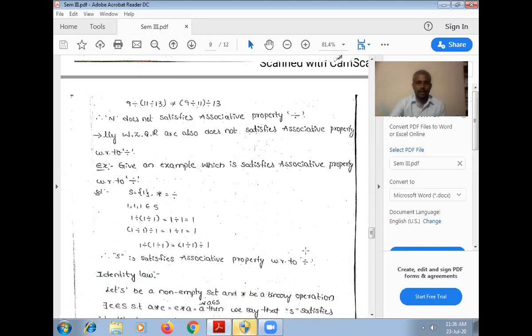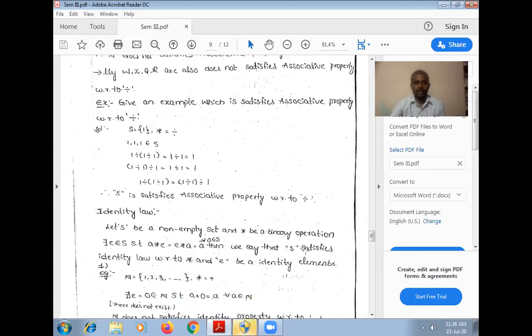I am taking the set S equal to the single set {1} and star equal to divide. Now S has a single element, which is 1. So 1, 1, 1 belongs to S. Now the LHS value is 1 divide (1 divide 1), which equals 1 divide 1 equals 1. So the LHS value is 1 and the RHS value is similarly 1. So both are the same value. So now S satisfies the associative property with respect to divide.